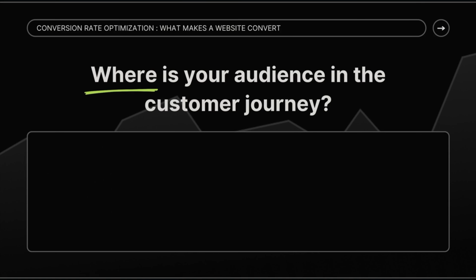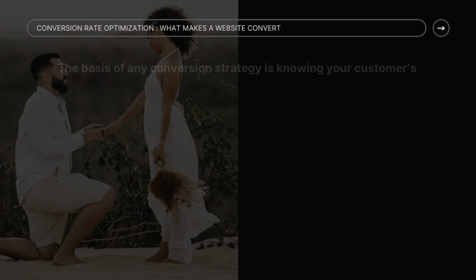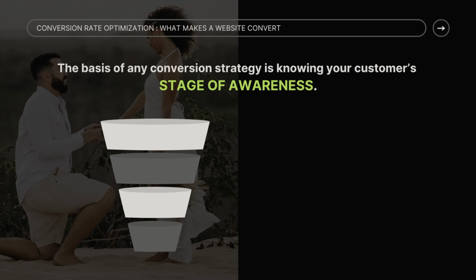If you want your website to be successful at selling, you must know your target stage of awareness. That simply means where they are in their customer journey, how acquainted they are with 1, the problem your product will solve or the desire it will fulfill, and 2, how acquainted they are with your brand as the solution. So, the basis of any conversion strategy is knowing your customer's stage of awareness.